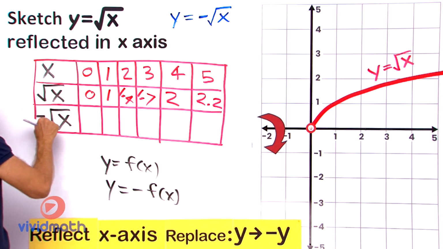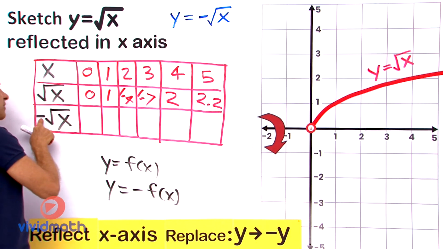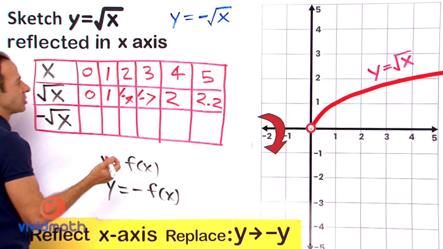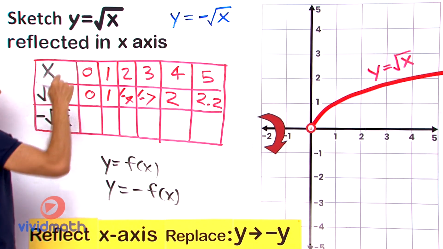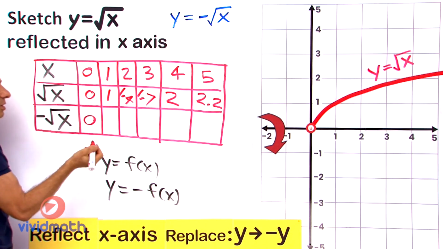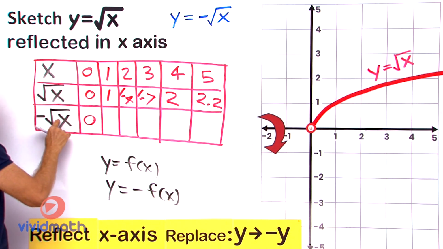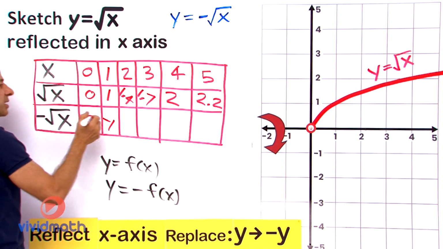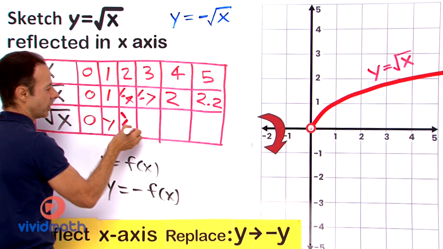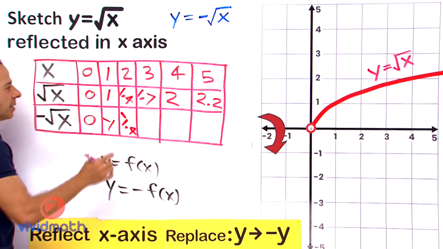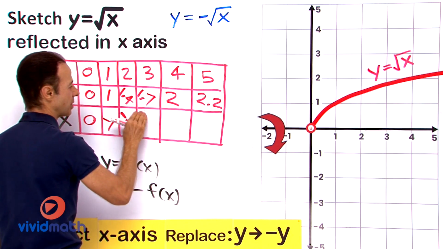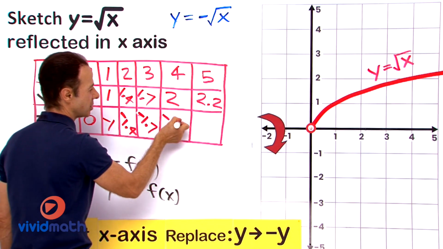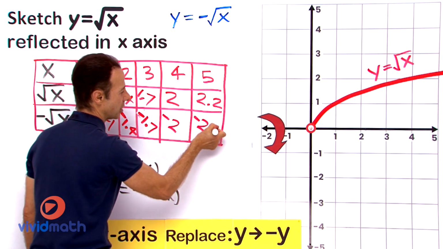Okay, let's put in the negative square root of x. Now notice the negatives are on the outside of the square root. So all we're doing is taking these values and putting negatives in front of them. So 0 into the negative square root of x is still 0. 1 into that, the square root of 1 is 1, put a minus in front of it. Square root of 2 is 1.4, put a minus in front of it, minus 1.4, minus 1.7, minus 2, minus 2.2.